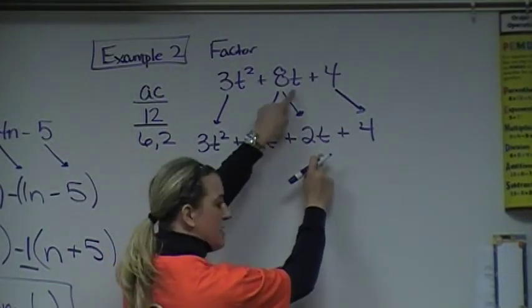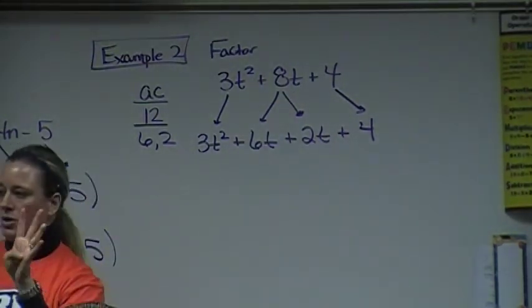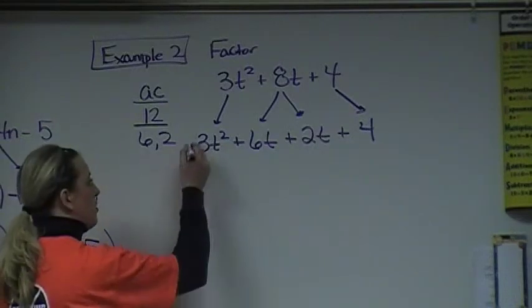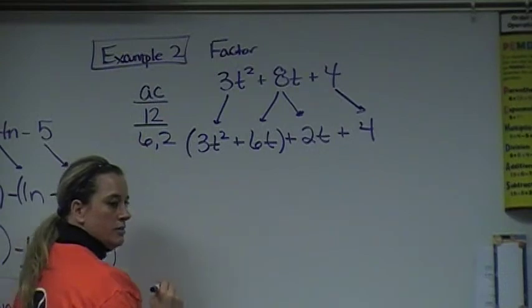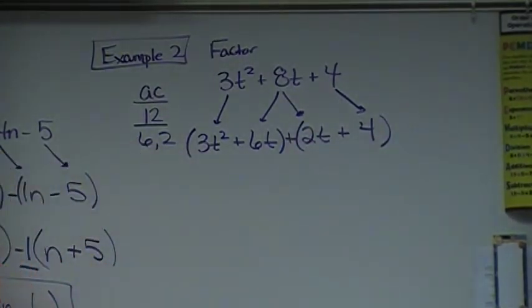6t plus 2t is 8t. That makes sense, it works. Okay, we've got a 4-term polynomial. How do we factor a 4-term polynomial? By grouping, right, by grouping. All right, so we're just going to go ahead and group our first 2 together and our last 2, yep. All right, let's pause there for a second. Does that make sense so far?